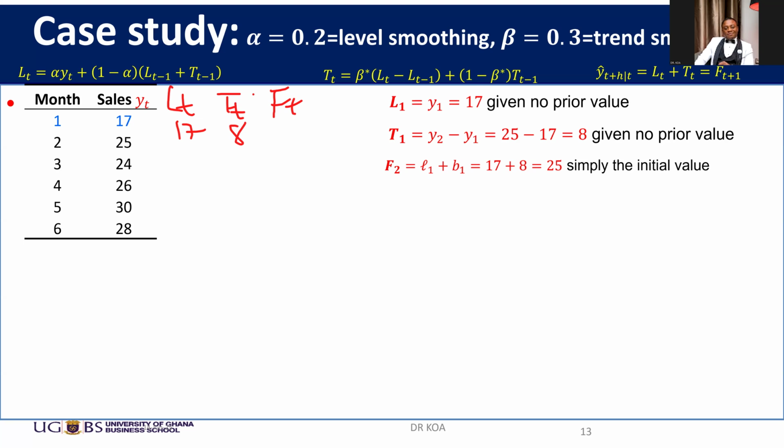And what is the value of 1 minus alpha? 0.8. Good. And what is the value of LT minus 1? That is the level previously. What is the value? 17. Yes, that is 17. And then the next one is the trend for the previous. What is the trend for the previous? That will be 8. Very good. So when you add all, you're going to get your value for L2. What will be your L2?